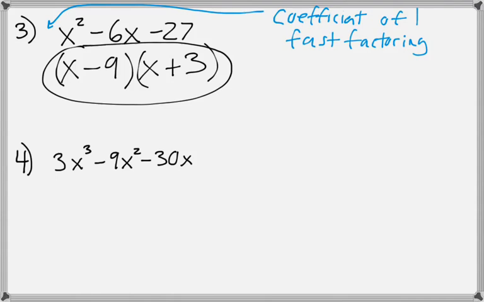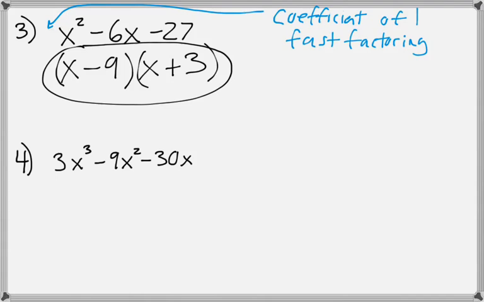So I'm not using the 2 numbers to split my middle term up. I'm just using the 2 numbers directly as my answer. If you were to use the AC method, you would get the same thing. But this is just a faster way that we can do it when we don't have any coefficient in front of the x squared. And it only works if there is no coefficient in front of the x squared. If there was like a 7 or something in front of this, it would not work.